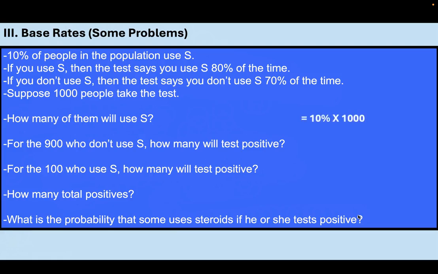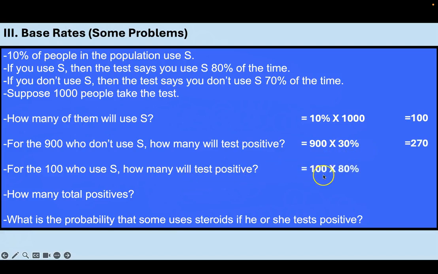So let's just go through. How many of them will use the steroid? 10% of 1,000 equals 100. For the 900 who don't use, how many are going to test positive? Well, 30% of that 900, because if you don't use, it's 70% accurate, which means 30% inaccurate. So it's going to give 30% false positives. That's going to be 270 because 30% of 900 is 270.